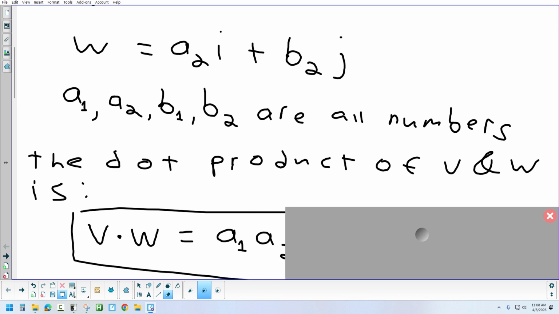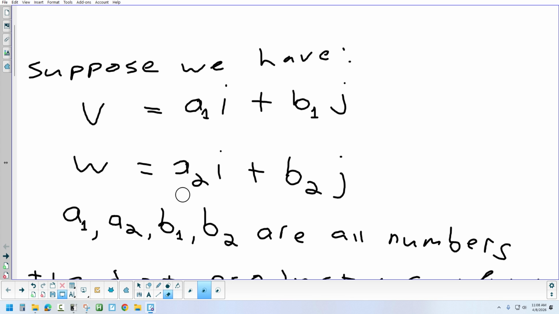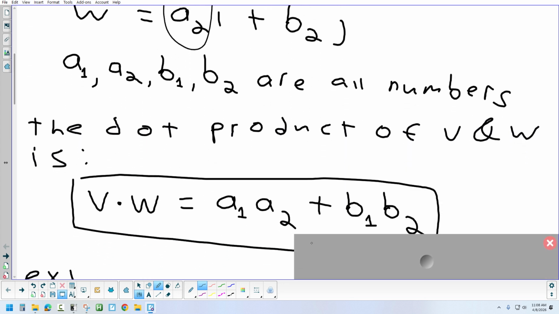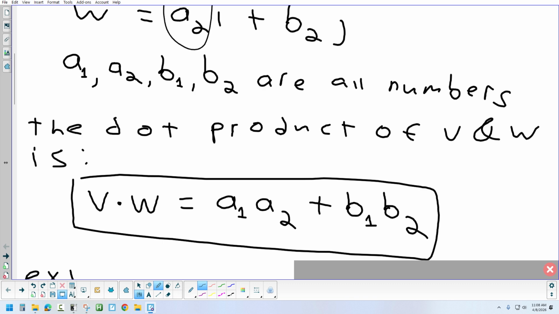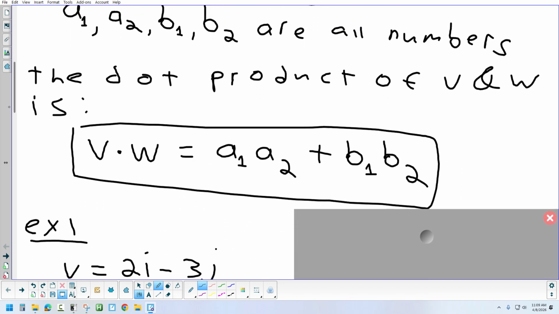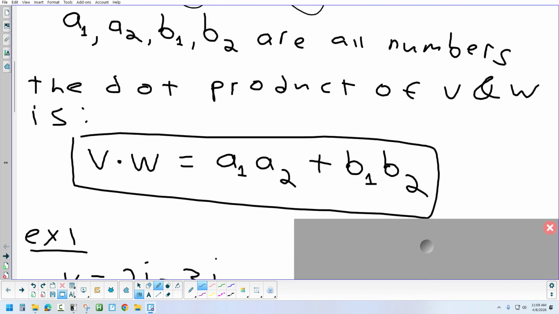So, the formula to find the dot product. The first thing we're going to do is take these two numbers that I just circled and multiply them together, so A1 times A2. Next, multiply these two numbers, B1 and B2, and then add the results. So multiply the two values for A, multiply the two values for B, and add them up.